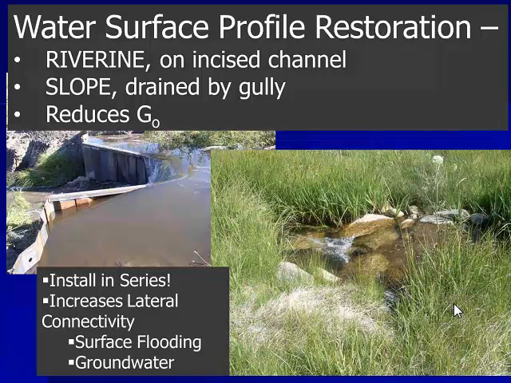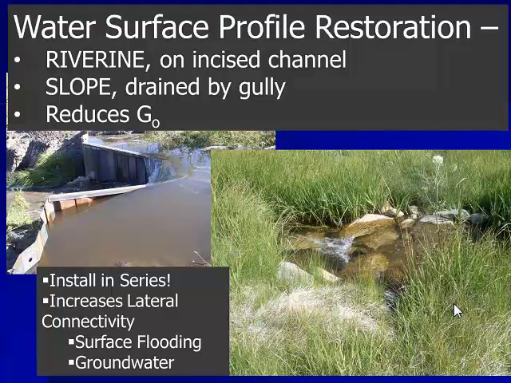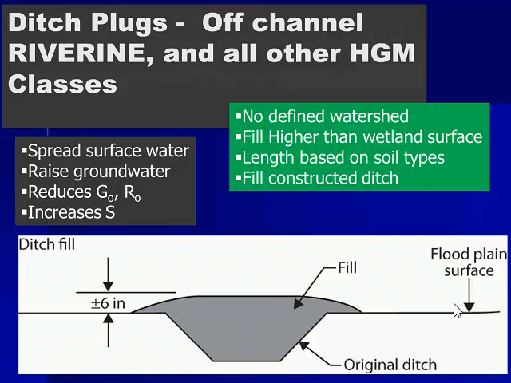And again, the two slides I showed you earlier in a different context, but on a riverine or on a small water course on a slope wetland, techniques that tend to raise the water surface profile restore that lateral connectivity. Don't forget to consider installing these structures in series again, and also remember that the effect, depending on the wetland type, whether it's endo or episaturated, will be more focused on surface flooding or groundwater influences.